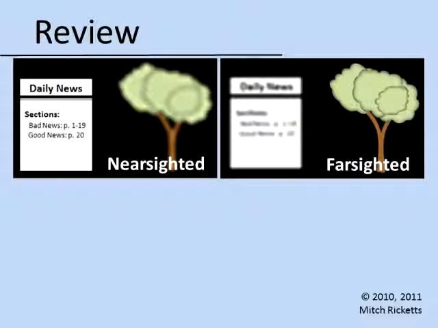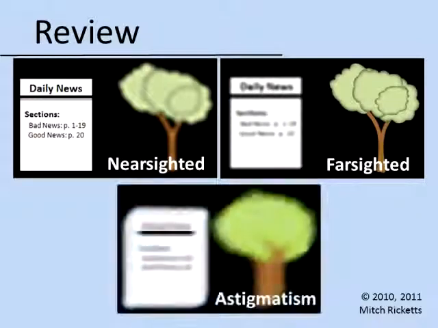Farsightedness, or hyperopia, is a vision defect in which the eyeball is too short. Nearby objects appear blurry because their images are focused behind the retina. Far-off objects can still be seen clearly. Astigmatism is a vision defect caused by irregularities in the cornea. Astigmatism can result in blurry images for both near and far objects.